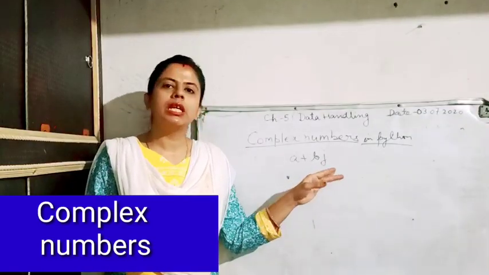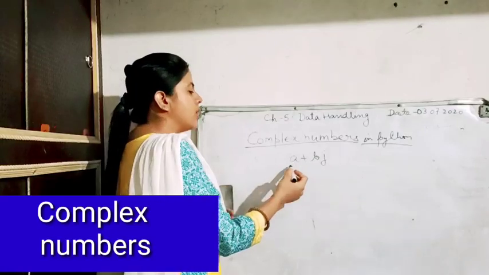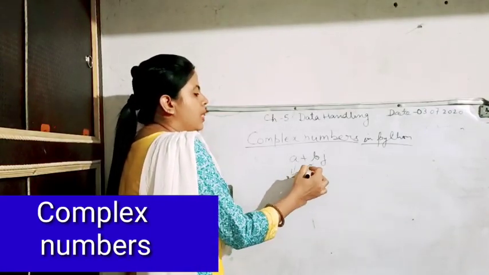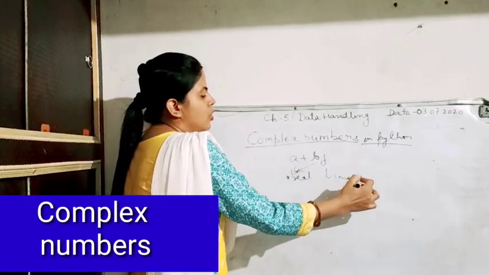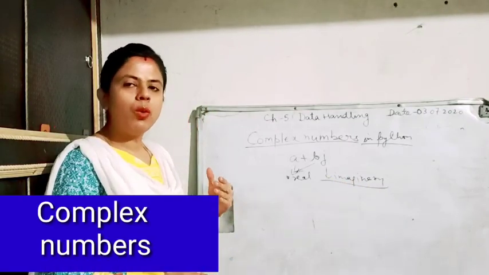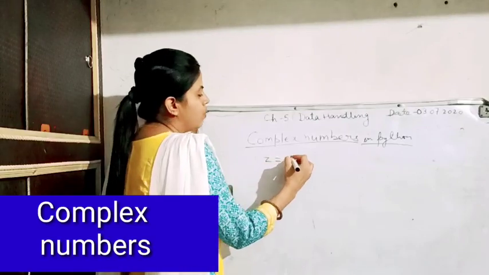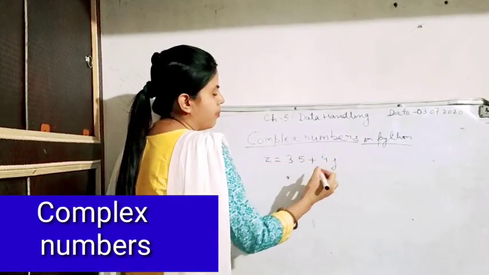So Python programming is using the j as the imaginary part. So here also you can see that A and B represent the real part, and j represents the imaginary part. Now let us take the example here and see how it will work. Suppose that I have written here z is equal to 3.5 plus 4j.